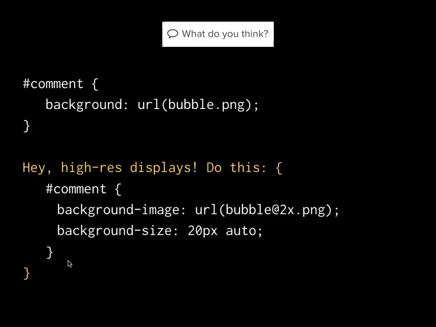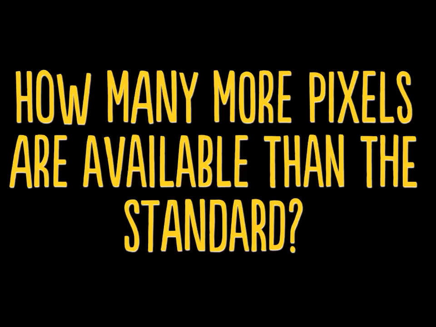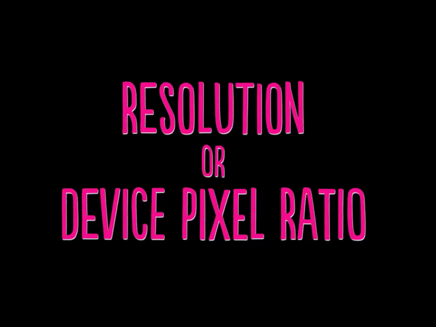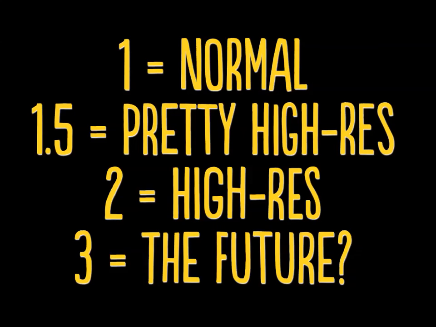The CSS way to do it requires that we first ask the question, how do we determine whether this resolution is high res or not. The question that CSS asks is how many more pixels are available than the standard number of pixels. The answer to that question is in CSS called the resolution or the device pixel ratio. These are fancy words for saying how many more pixels than normal does this display have. These are numbers for each individual display. For a smartphone or for an iPad or for a laptop, they're going to return a number.